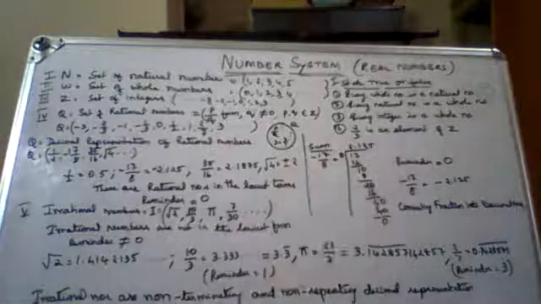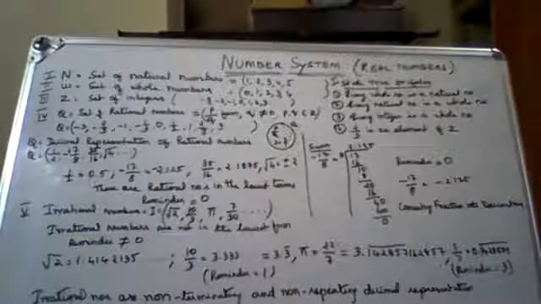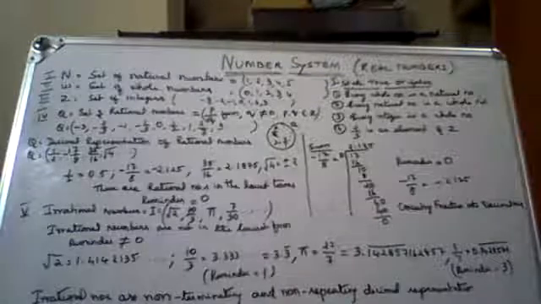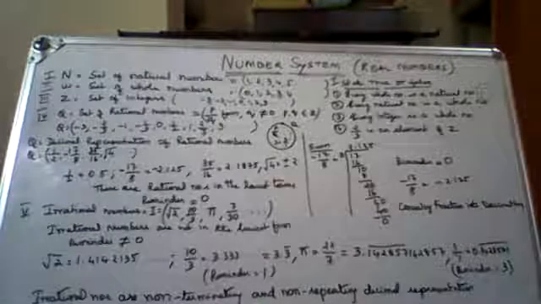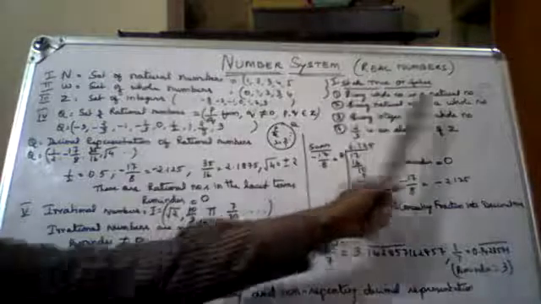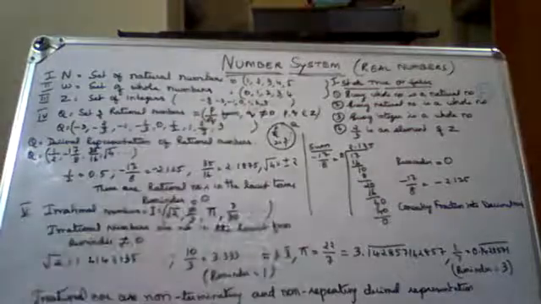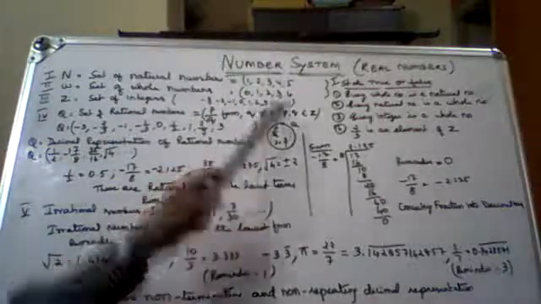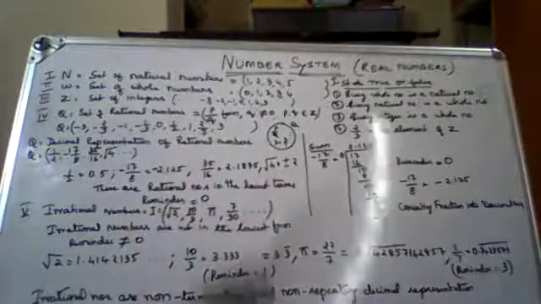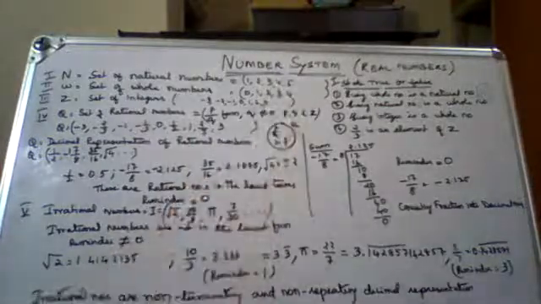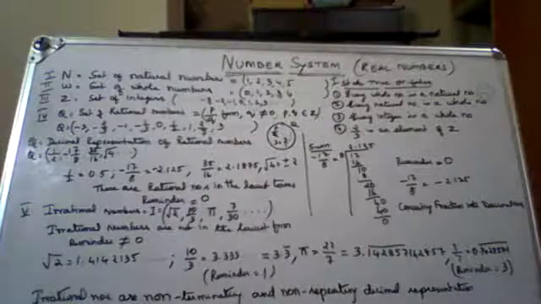Next question: every natural number is a whole number. Can you tell me, true or false? Abigail answered false, which is wrong. It's true. See, 1 is a natural number, and that's also a whole number. 2 is a natural number, that's also a whole number. 3 is a natural number, that's also a whole number. 4 is a natural number, that's also a whole number. So every natural number is a whole number. So this is actually true.